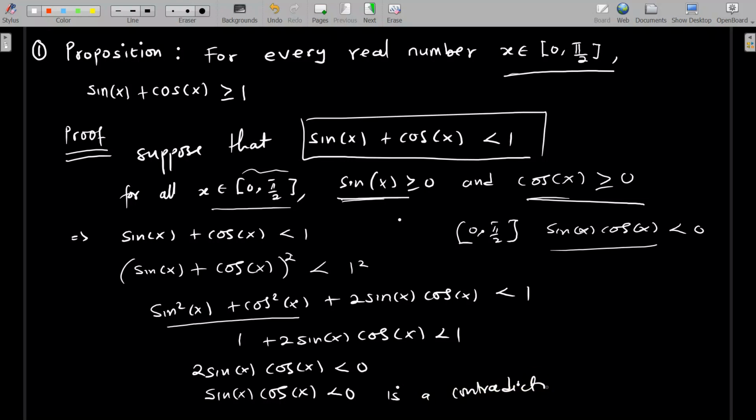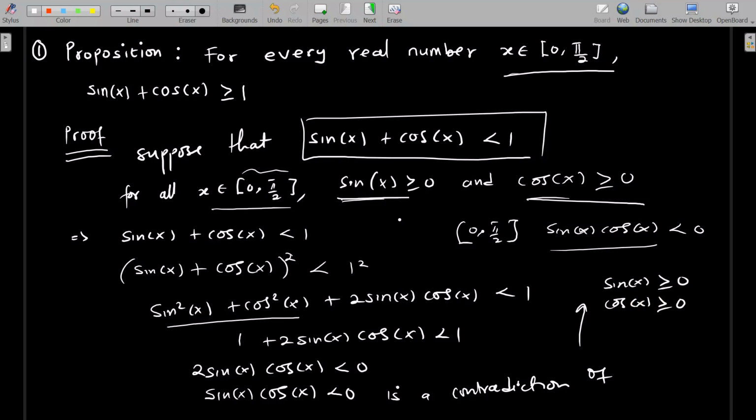because it contradicts the fact that sine of x is greater than or equal to 0 and cosine of x is greater than or equal to 0. If you have two values that are greater than or equal to 0 and you multiply them, you get something that is also greater than or equal to 0.